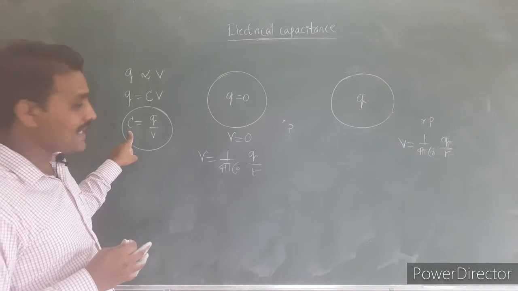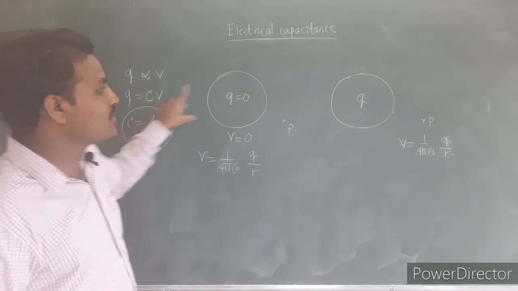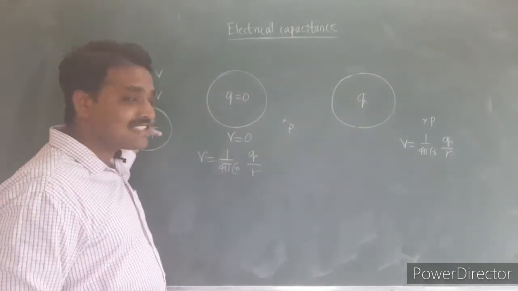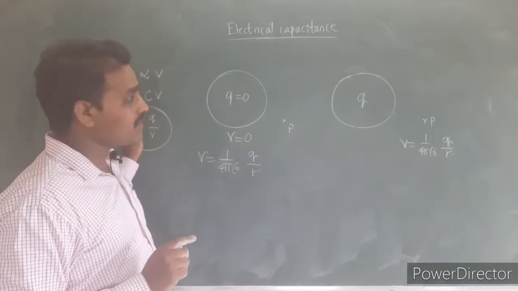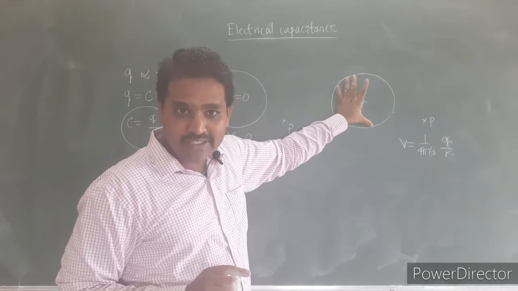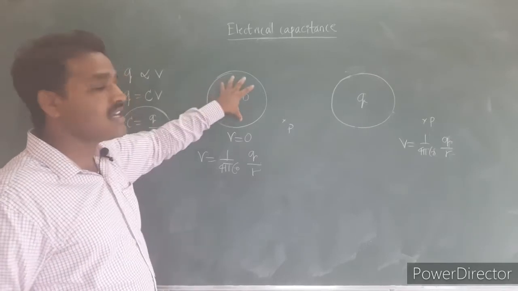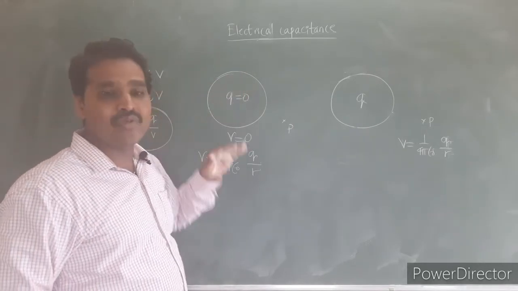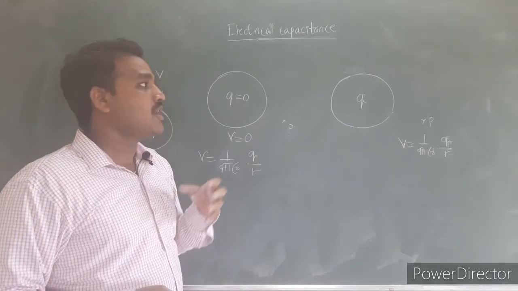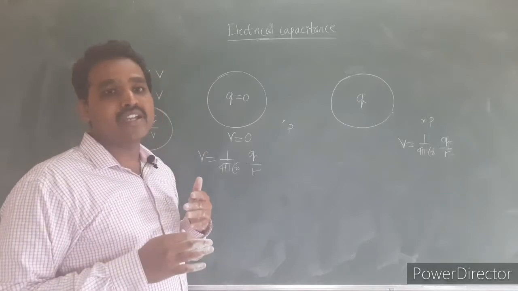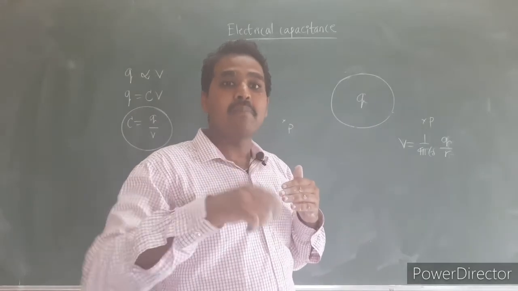So this we can state as the amount of charge to be given to the conductor to raise its electric potential by 1 volt. It is the charge per unit potential, or the amount of charge to be given to the conductor to increase its electric potential by 1 volt. There need not always be potential equal to 0. We may have some initial potential. If we want to raise its potential by 1 volt again, we have to give extra charge to that conductor. The extra charge that we are giving to the conductor to increase its electric potential by 1 volt is called electrical capacitance.